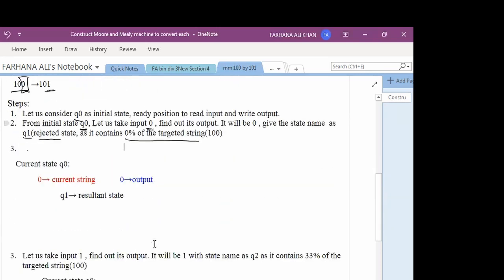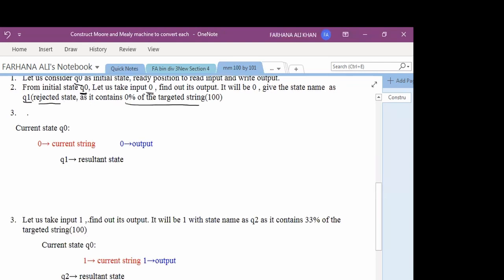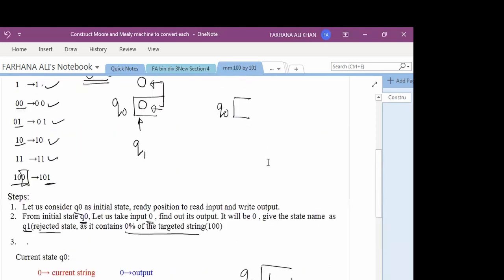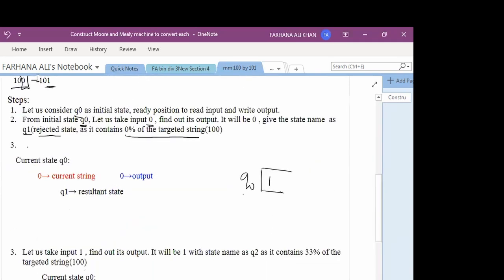Now let us take the input symbol 1. Here again we have Q0, where we considered input symbol 0. Now we are going to consider the input symbol 1. This is your initial position and we are going to read the next symbol as 1. So what will be the output of 1? We had already discussed that there is no change in the output symbol. So if the input is 1, I am writing the output 1.